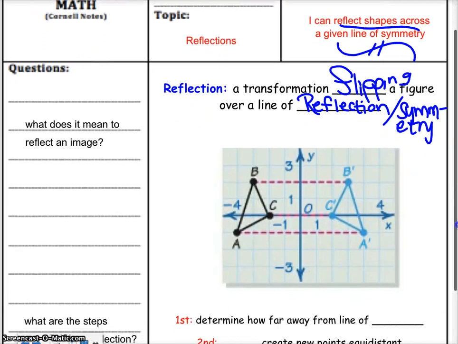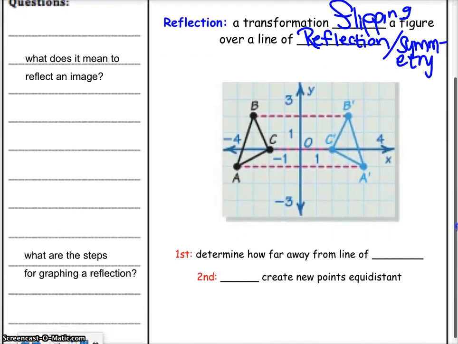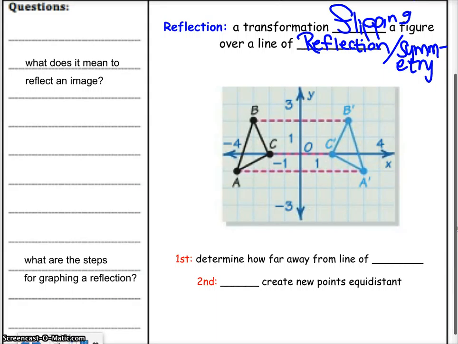If you take a look at these two images, which are kind of hard to see, I have this original image, triangle ABC, and then I flipped it. Can you envision flipping it across what's in the middle? The line of symmetry, which is the y-axis. So the y-axis is where we flipped it. This is my new image, A prime, B prime, C prime. You must remember that prime means the new one. You never start with the prime.